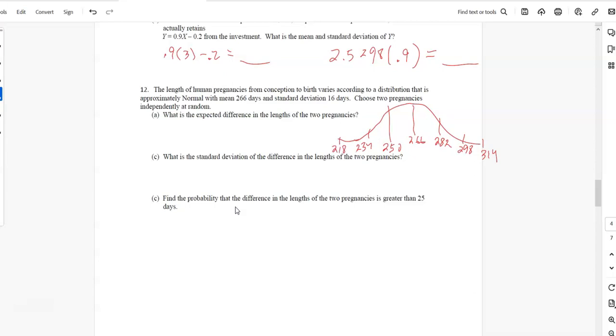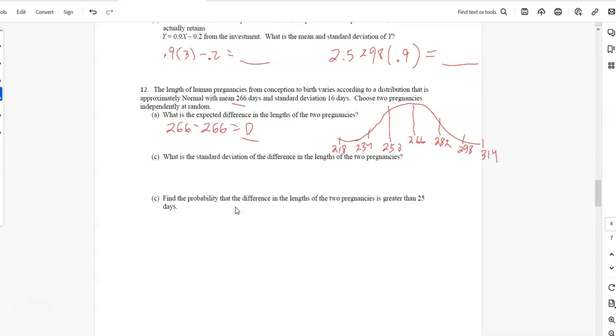Okay. What is the expected difference of the lengths of the two pregnancies? So the mean is 266. Means work just like normal, right? So you just do 266 minus another 266, so you get a mean of 0. That's nice.